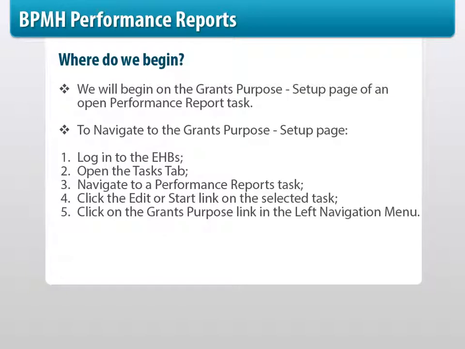We will begin on the Grants Purpose Setup page of an open performance report task. To navigate to the Grants Purpose Setup page, log into the EHBs. Open the Tasks tab. Navigate to a Performance Reports task. Click the Edit or Start link on the selected task. Click on the Grants Purpose link in the left navigation menu.